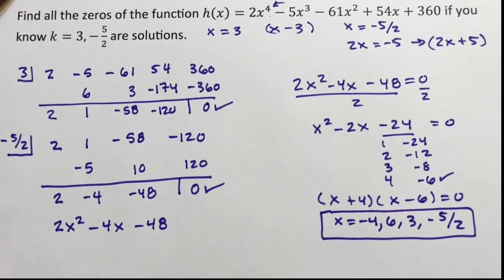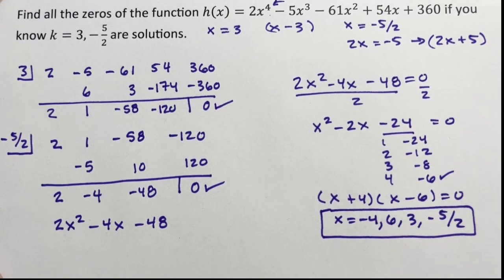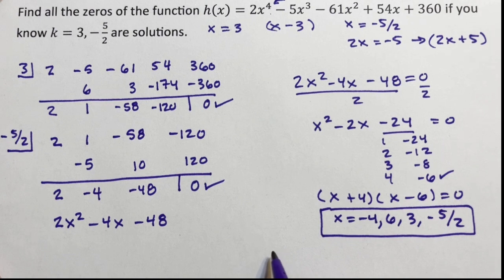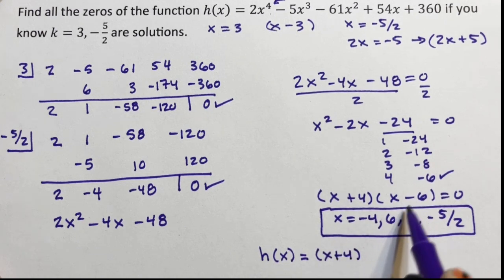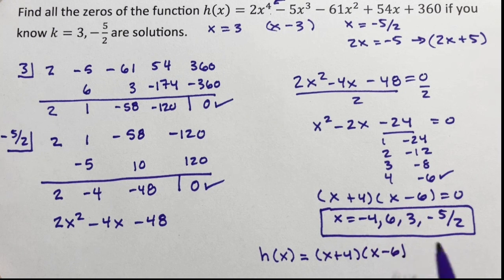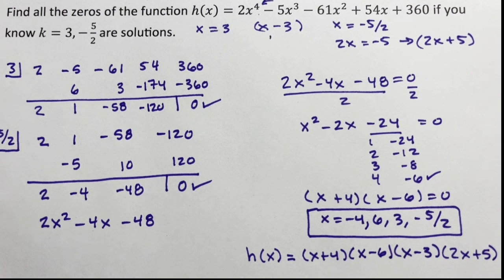If I was asked to write the function in terms of its factors, which is sometimes a follow-up, I would have h of x equals x plus 4, x minus 6. I've already done these other two: x minus 3 and 2x plus 5. Now, that isn't asked on this question, but it is very easily a follow-up question, writing a function in terms of its factors.